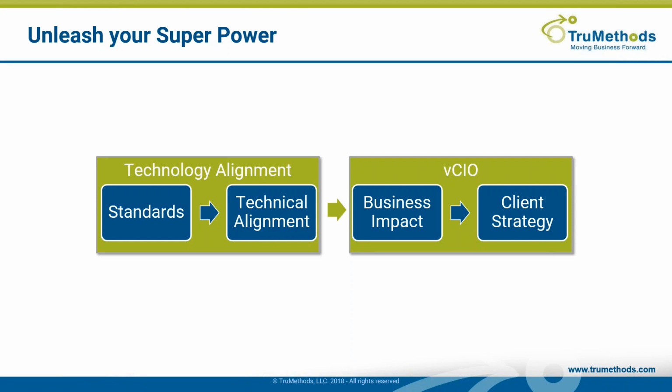And then the technical alignment process is reviewing the client's environment against those standards and creating an objective analysis. And we use that information, and then we move on to the second green box, which is VCIO, using that technical alignment information to assess business impact. Where things are out of alignment, what does that mean to the business? So you had mentioned that business relationship, understanding the business, and then using that information to create a business impact assessment, and then a long-term client strategy, a strategic roadmap.